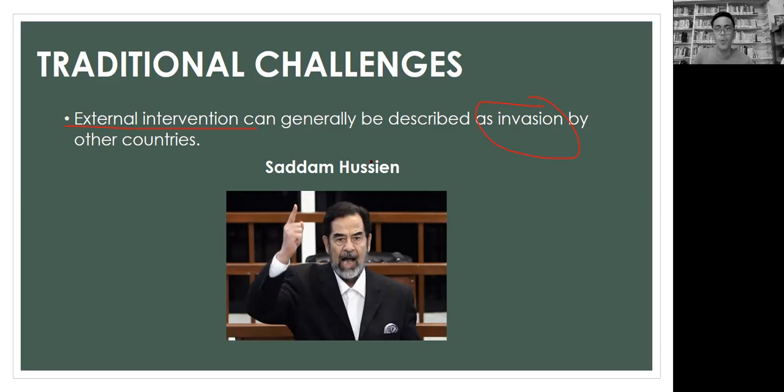So for example, when Saddam Hussein was the ruler of Iraq in 1990, he decided that he was going to take over the oil fields of Kuwait, and he invaded Kuwait and took it over. As a result, he was dislodged by an international coalition led by the United States.